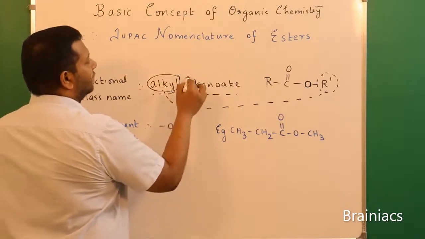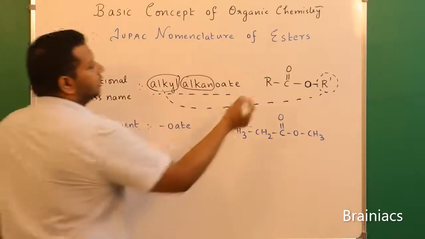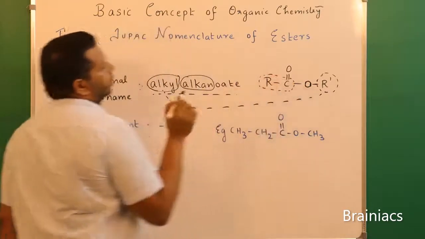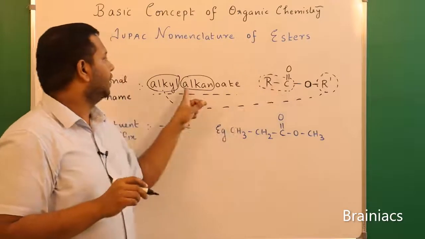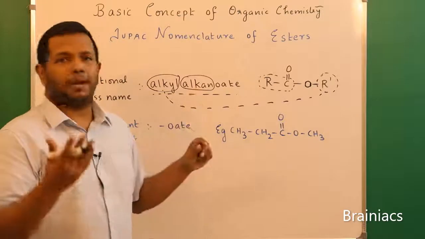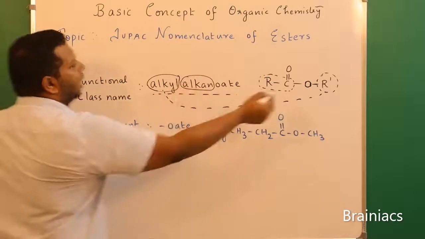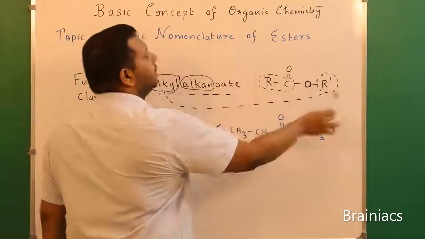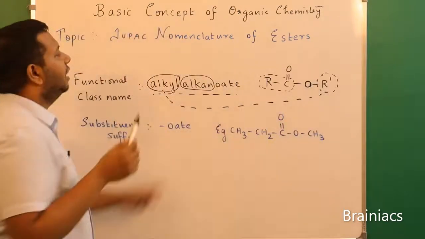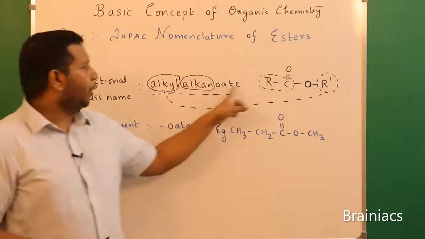Now what is the next term used here? The next term used here is alkane. So from where will this alkane come? The part which is connected to carbon, count the number of carbon atoms here. Suppose if it is 2, then instead of alkane what will come? Ethane. If it is 3 carbon atoms it will come as propane. If it is 4 carbon atoms it will come as butane. Similarly here R dash can be ethyl, methyl, anything. Whatever is linked with the oxygen atom, that is the alkyl. Then the suffix used here, if it is an ester, is oate.